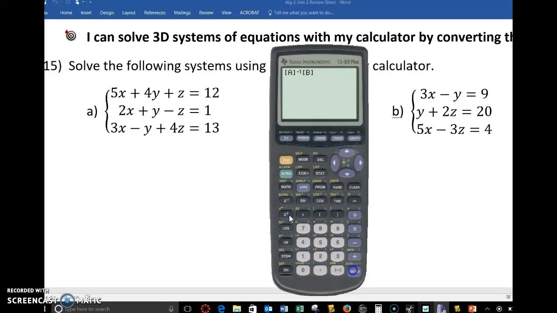The inverse of A times B gives me 5, 6, and 7. I could plug those in to make sure that I'm right: 3 times 5 is 15, minus 6 is 9. I could plug them into the other equations as well. So that is number 15.